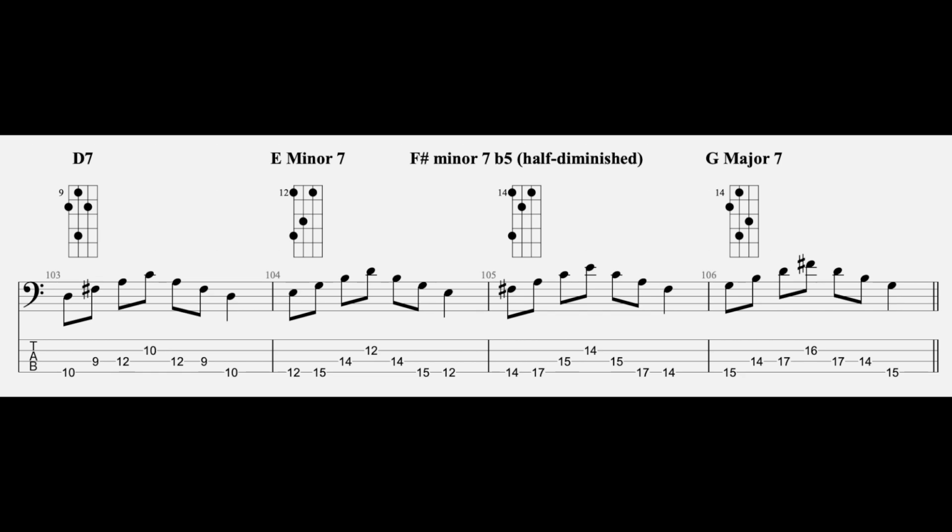But a lot of times in chord charts, you'll see this half diminished chord written as a minor 7 flat 5. Beautiful sound. And then G major 7 again.